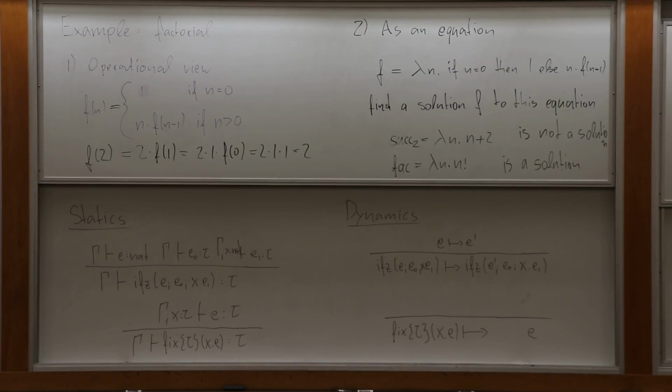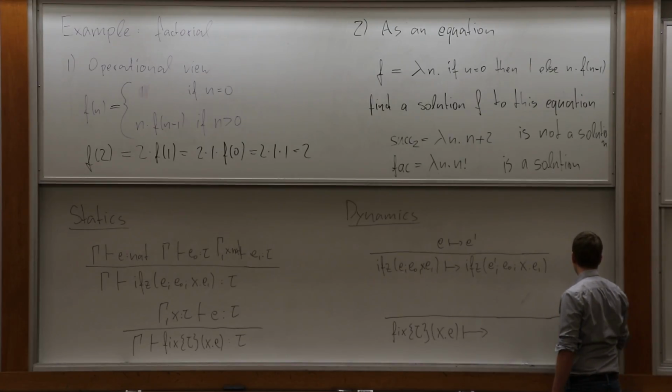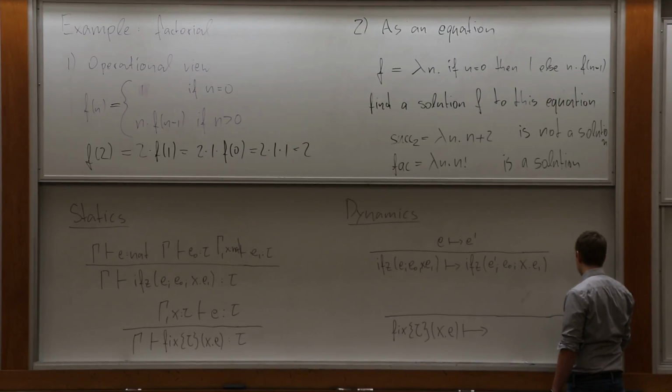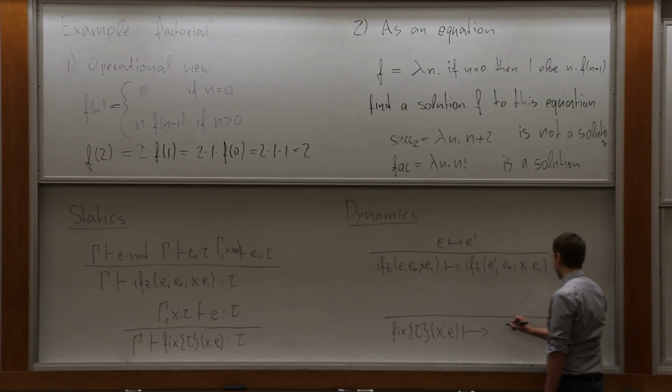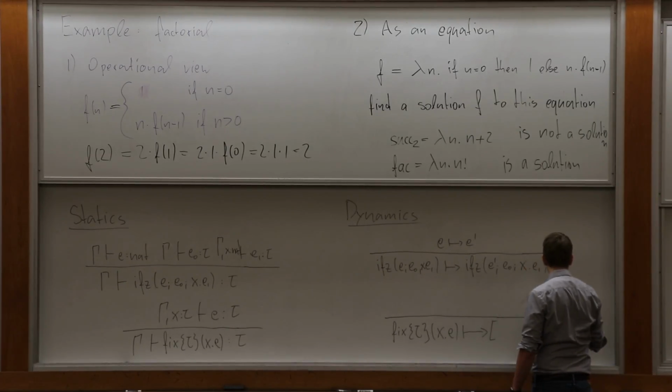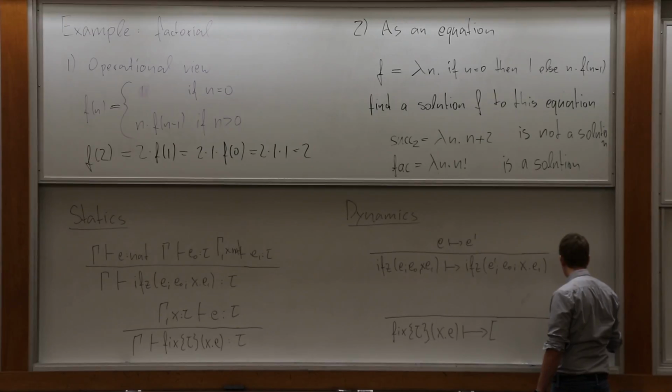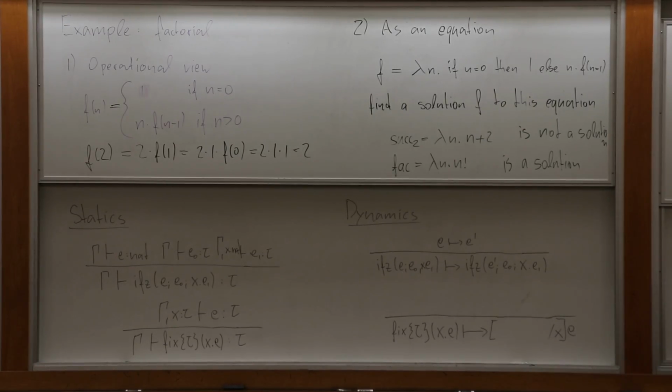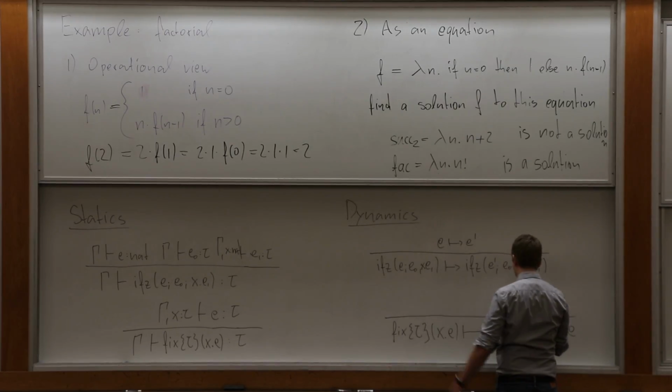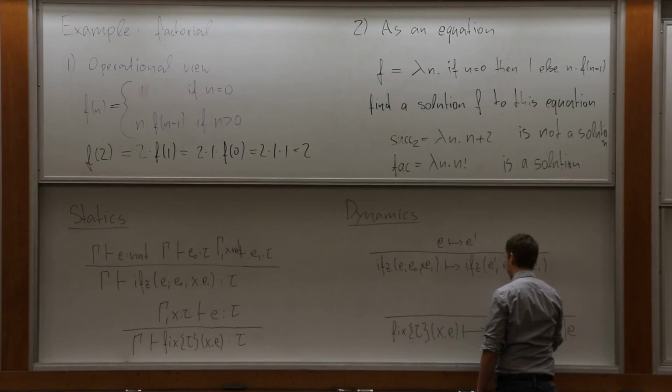What do we have? We really don't have much. Well, we have E itself, but it doesn't seem to be the right thing. So we put in the fixed point itself, the whole thing, or the fixed expression itself.